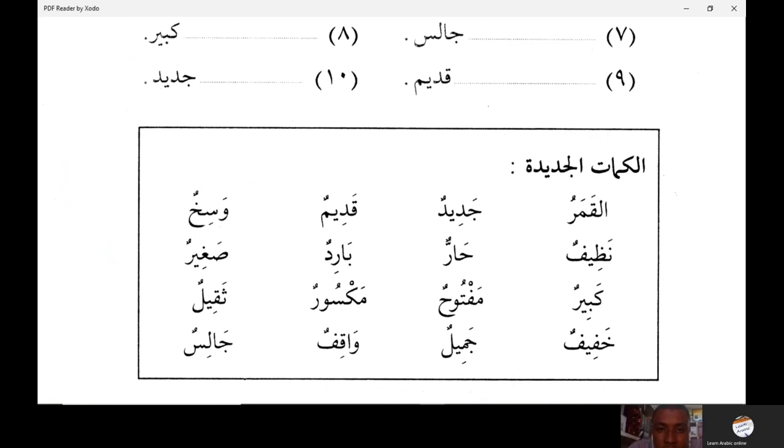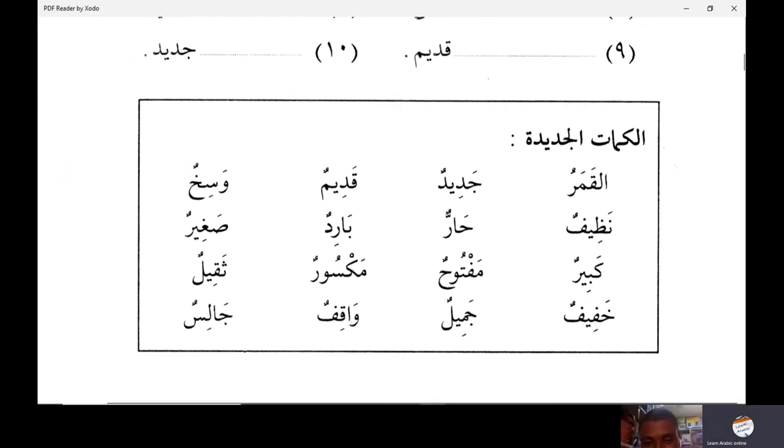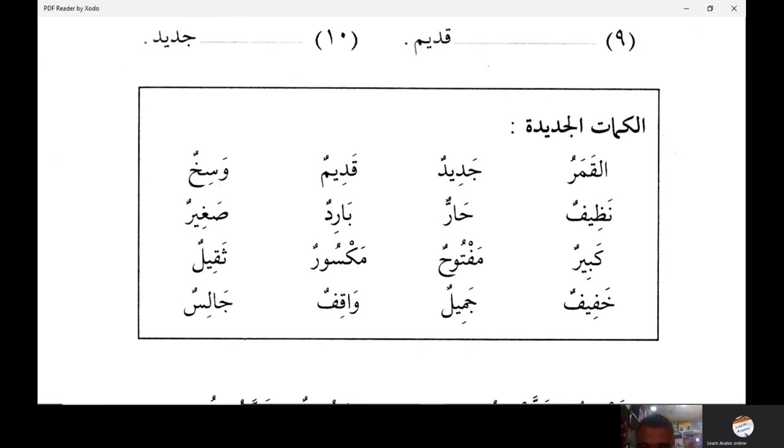Al-jadid means new, right? Yes, correct. Al-kursiyyu jadidun. Correct. Al-kalimatu al-jadida. Al-qamaru jadidun. Qadimun, wasifun, nazifun, harun, baridun, kabirun, maftuhun, thaqilun, khafifun, jamilun, waqifun, jalisun.